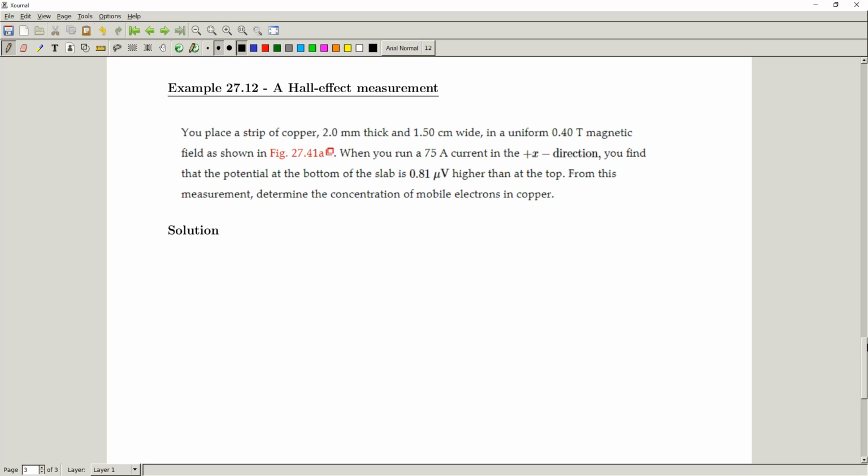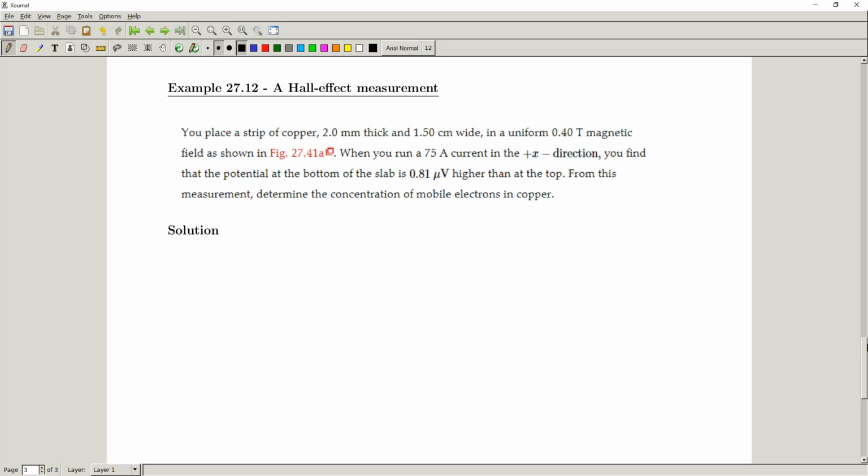Then we see that the potential at the bottom of the slab is 0.81 times 10 to the negative 6 volts higher than it is at the top. Okay, so from this measurement we want to determine the concentration of mobile electrons in the copper. So how would we do this?